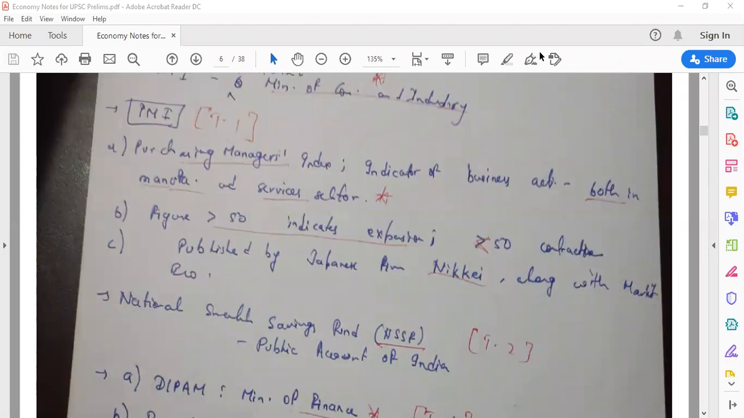Now, let's not waste time. In this particular session, we'll be discussing economy and important points related to economy. We have discussed a lot of points in the previous session of economy. This is session 2 right now. So, let's start. Let's not waste any time.